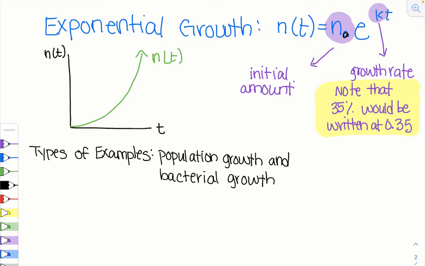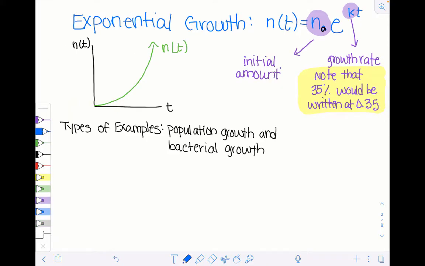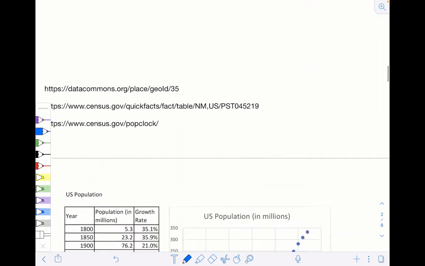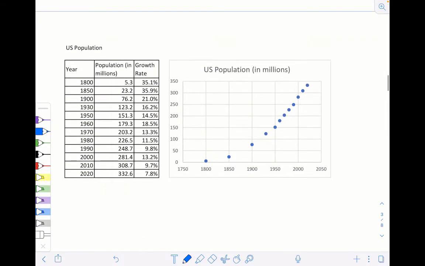Some types of examples that you might see that use exponential models would be things like population growth and bacterial growth. I want to work on creating an exponential model for population, and I'm going to use some of this US population information. So here I've got a table with the year and the population in millions, and also the growth rate. The first graph I have here is spread out because I'm covering more years. I'm starting at 1800 here.